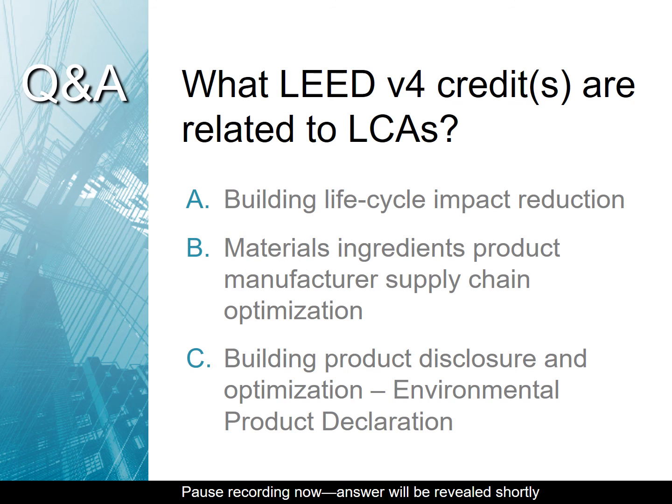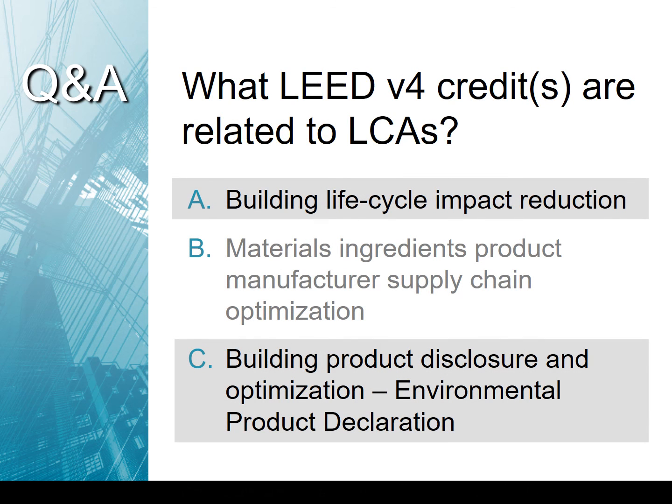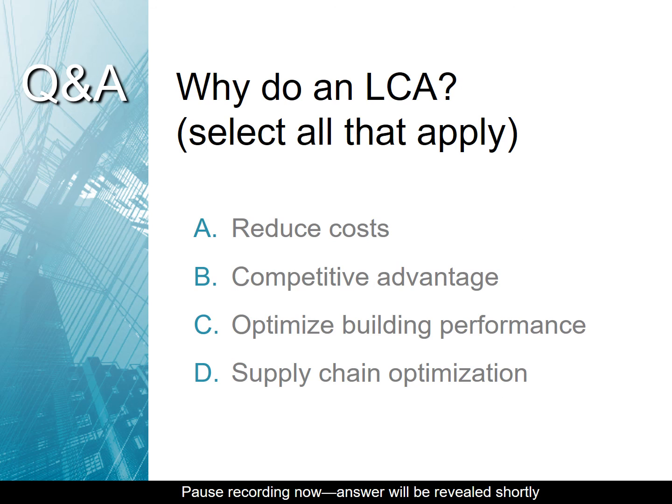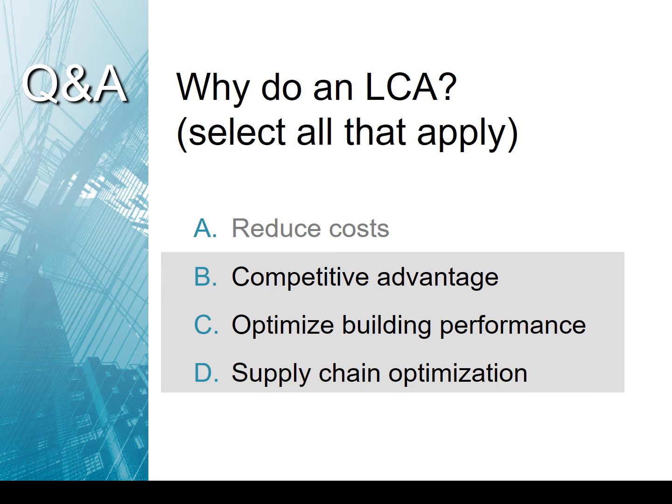What LEED V4 credit or credits are related to LCAs? The correct answer here is A for whole building LCAs and C for product LCAs. Why do an LCA? Please select all that apply. Conducting an LCA may help with B, C, and D directly. LCAs do not directly consider costs, though some applicable products may also reduce costs.